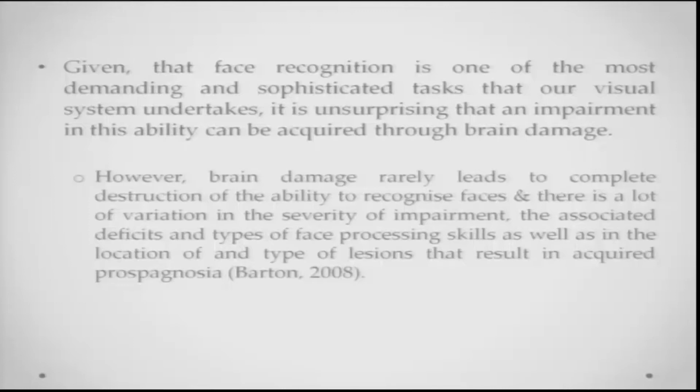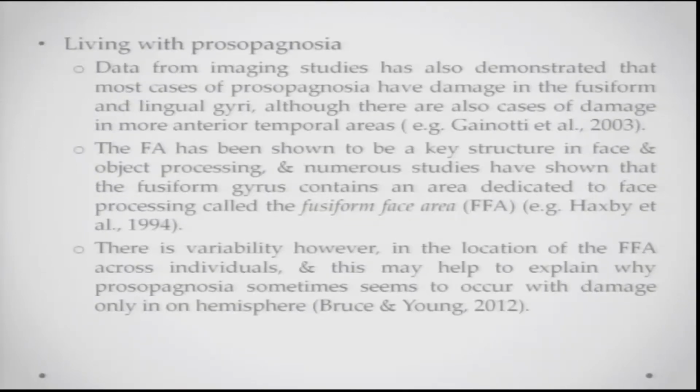Now, given that face recognition is one of the most demanding and sophisticated tasks that our visual system undertakes, it is completely unsurprising that an impairment in this ability can be acquired through brain damage. So, there has to be something wrong with the brain for this kind of deficit to emerge. However, brain damage rarely leads to complete destruction of the ability to recognize faces. There is a lot of variation in the severity of impairment and in the kind of experience that these patients of prosopagnosia are having. Also, they might have different levels of preserved skills of facial processing as well, and it is not completely gone.